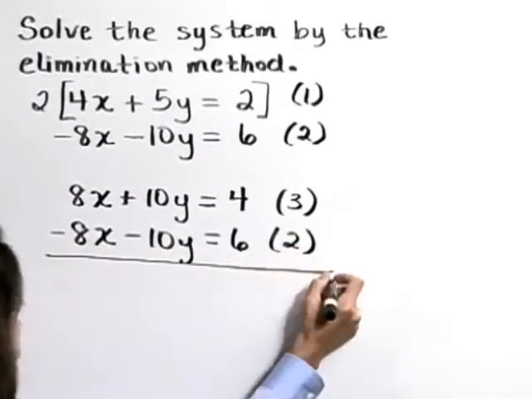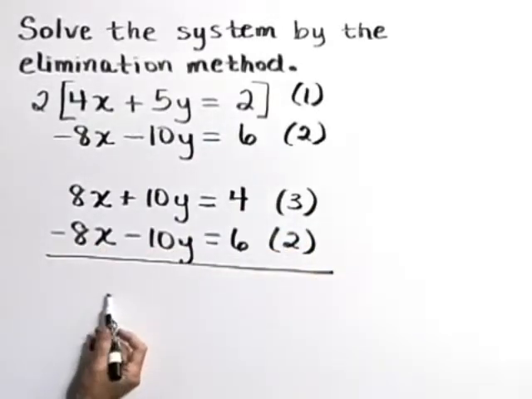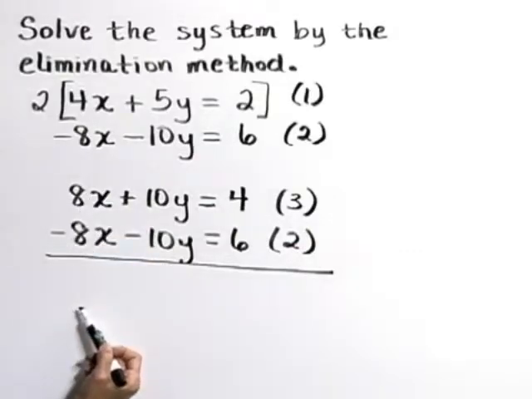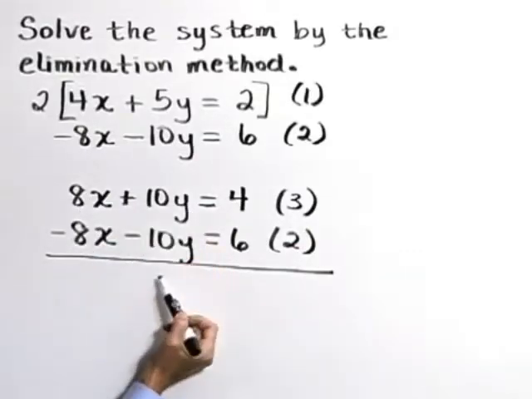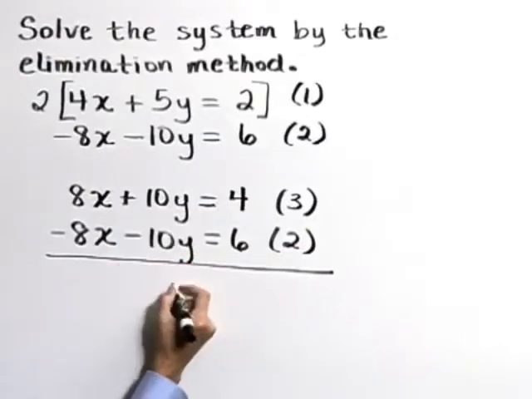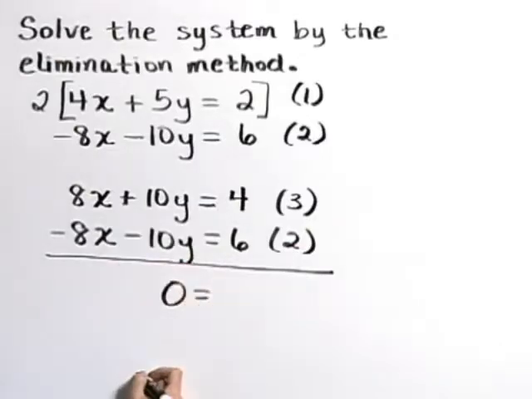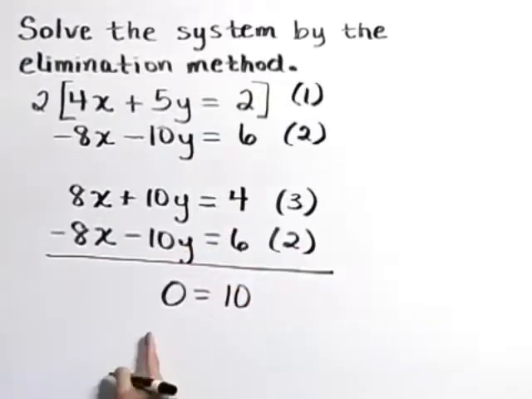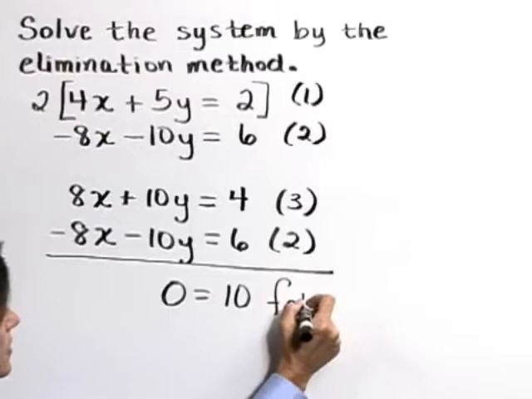And you might notice something sort of unique here. As we add these two equations, the x variables cancel, but also the y variable cancels as well, leaving us with 0 on the left-hand side, set equal to 10 on the right-hand side, and that statement is false.